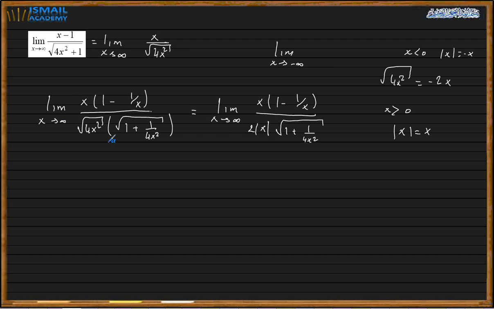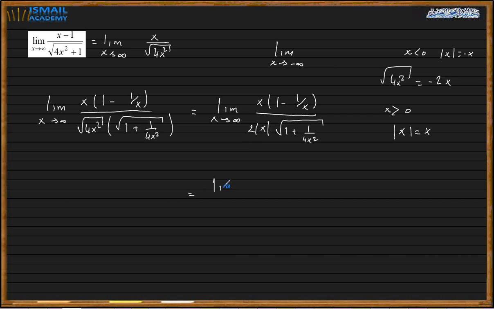So when you take off the square root with the square, always keep the absolute value and check the sign of x, if it's positive or negative. If it's positive, keep x because it's positive. If x goes to negative infinity, change it to minus x. So here x is positive, so I will keep it as x.